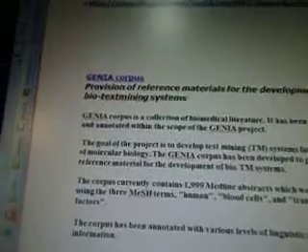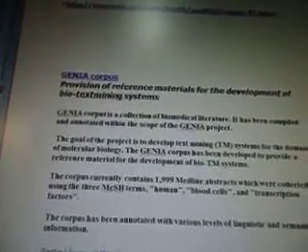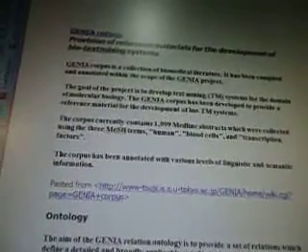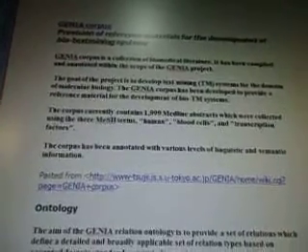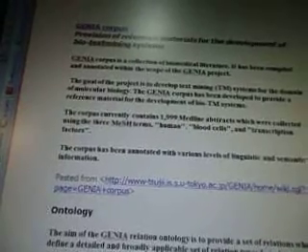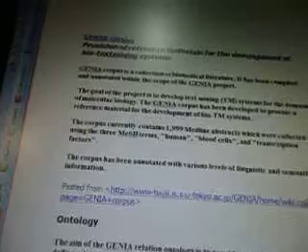And then the GENIA corpus was the next thing I found. Provision of reference materials for the development of biotext mining systems. The GENIA corpus is a collection of biomedical literature. It has been compiled and annotated with the scope of the GENIA project. I had a hard time finding stuff about the GENIA project. I guess it's so new. It's from 2012, something they just started doing, and there's not very much about it.